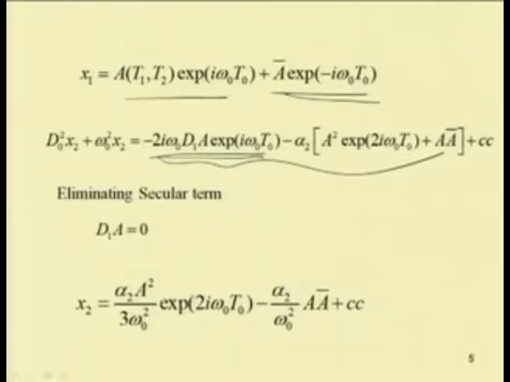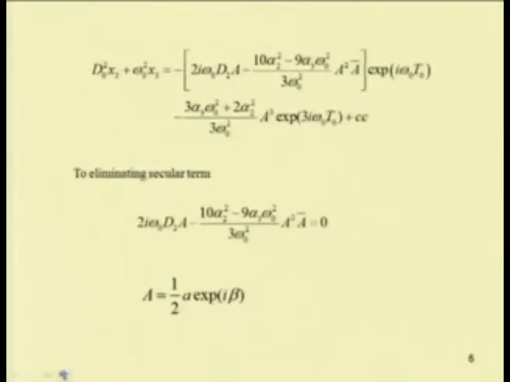So, its particular solution for this equation can be written in this form: alpha 2 a square by 3 omega 0 square e to the power 2 I omega 0 t 0 minus alpha 2 by omega 0 square a bar plus its complex conjugate. Last class we have seen how these expressions have been derived. So, using this x 1 and x 2 in the third equation.